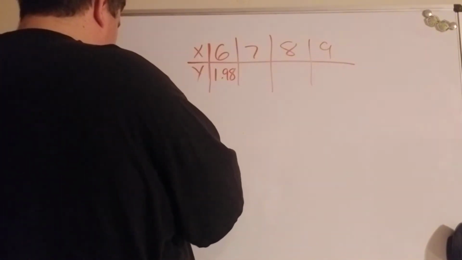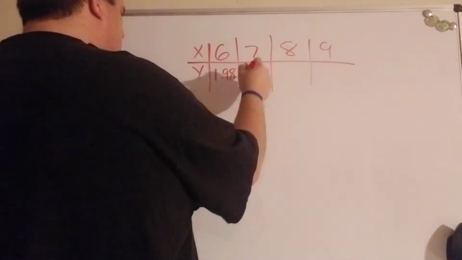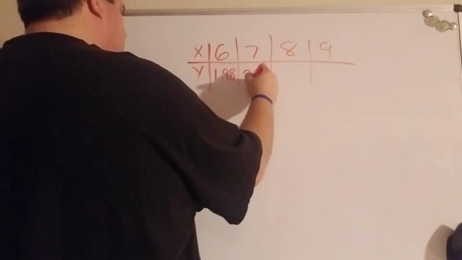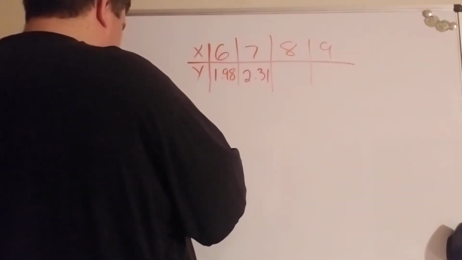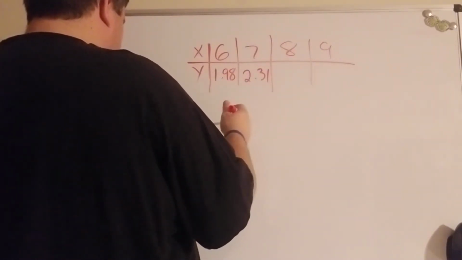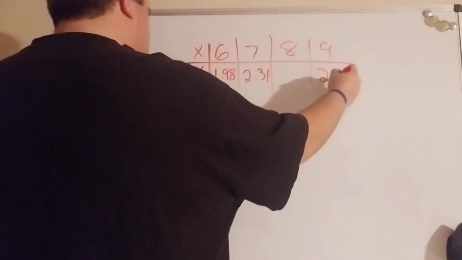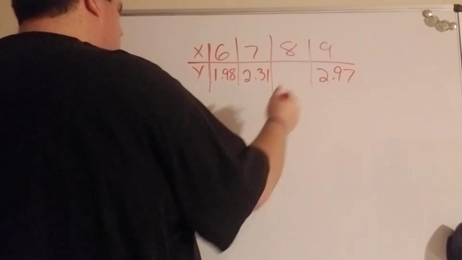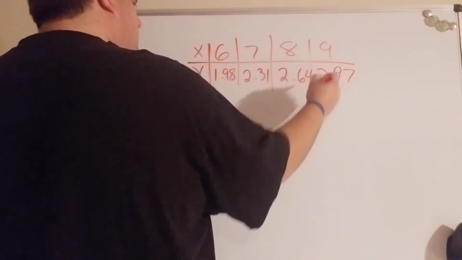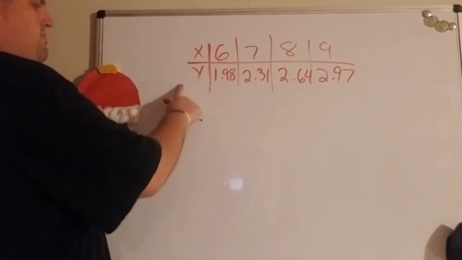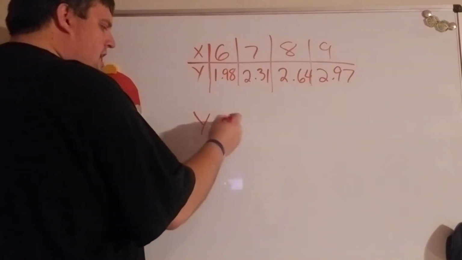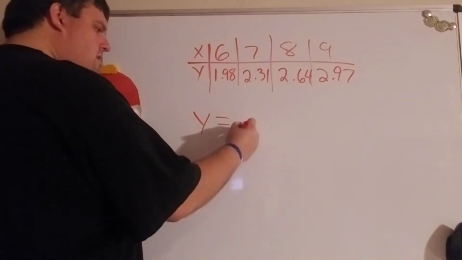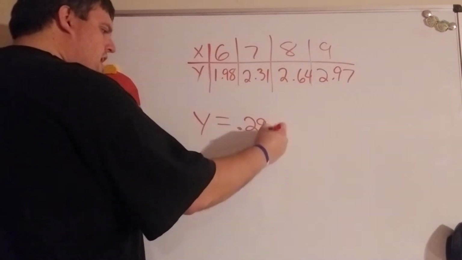So let's see. And then this is $2.31, and this one is $2.97, and $2.64. Cool. And then let's say we have this one, and then we have another one that's compared to the equation y equals 0.29x.